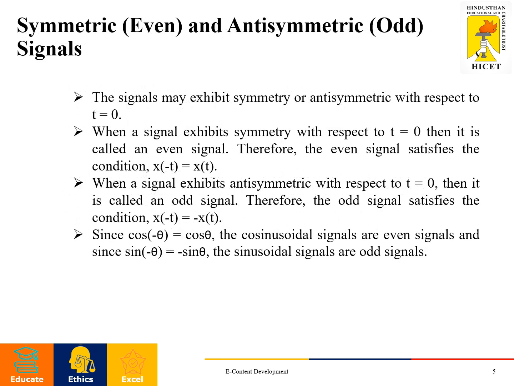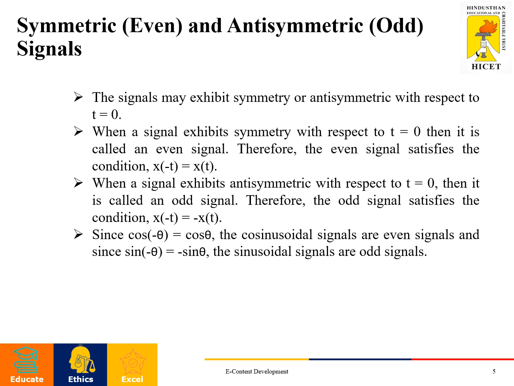And the third classification, symmetric, or we can call it even, and antisymmetric, odd signals. The signal may exhibit symmetry or antisymmetry with respect to time t equal to 0. When a signal exhibits symmetry with respect to t equal to 0, it is called an even signal. Therefore, the even signal satisfies the condition x of minus t equal to x of t, which is nothing but a mirror image of the original signal. When a signal exhibits antisymmetry with respect to t equal to 0, it is called an odd signal. Therefore, the odd signal satisfies the condition x of minus t equal to minus x of t.